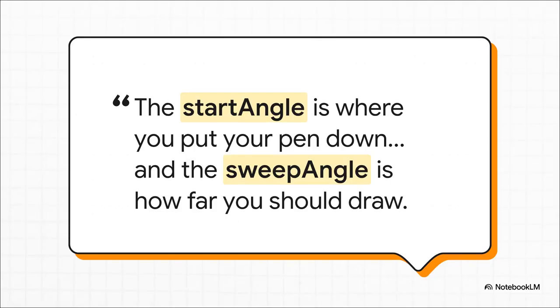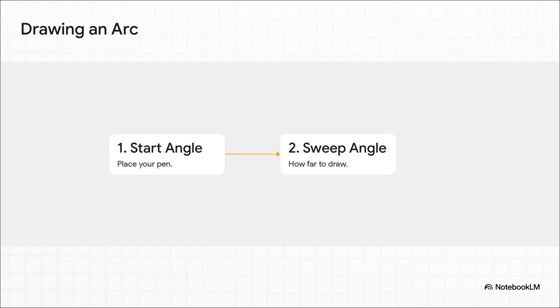Now here is the absolute best way to think about these two new parameters. Imagine you're drawing it by hand. The start angle is just the spot on the oval where you put your pen down to begin. And the sweep angle, that's simply how far you drag your pen along the curve. It's really just a simple two-step process. Step 1, start angle tells you where to place your pen. Step 2, sweep angle tells you how far to draw. That's it. That's the whole concept.